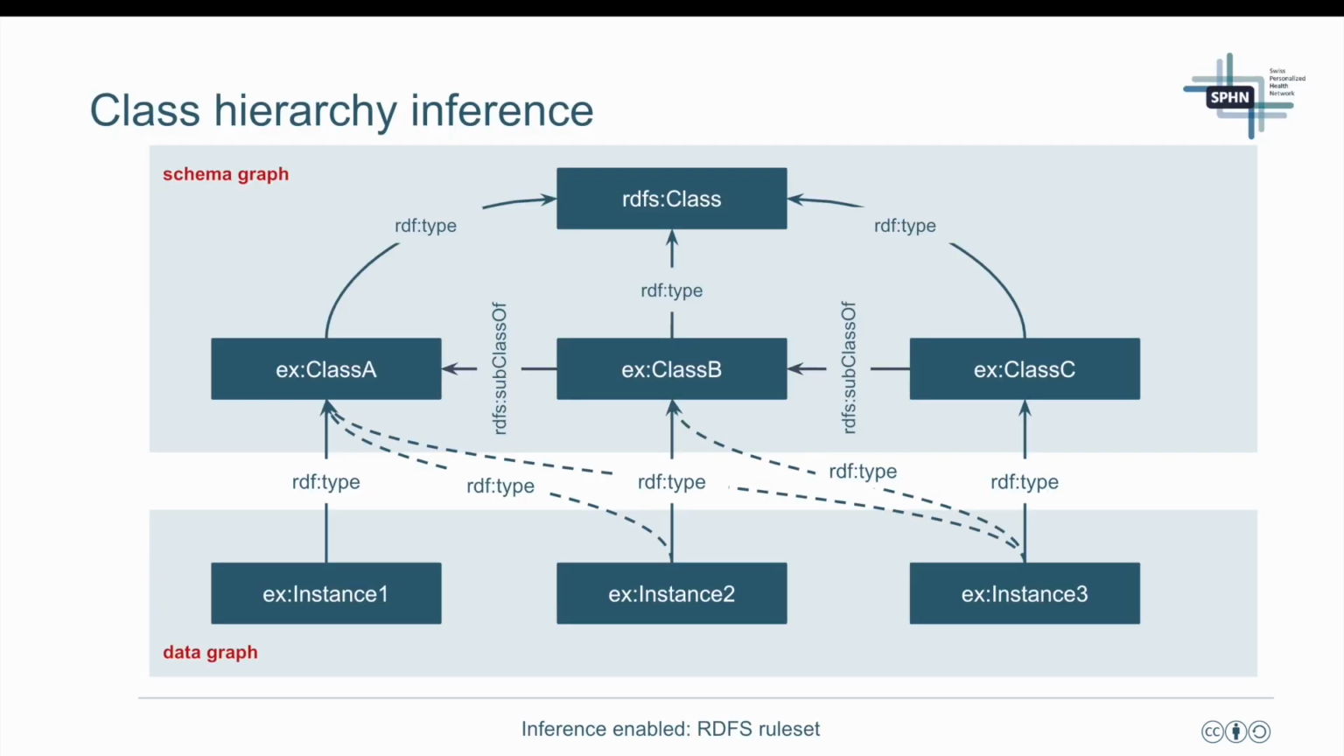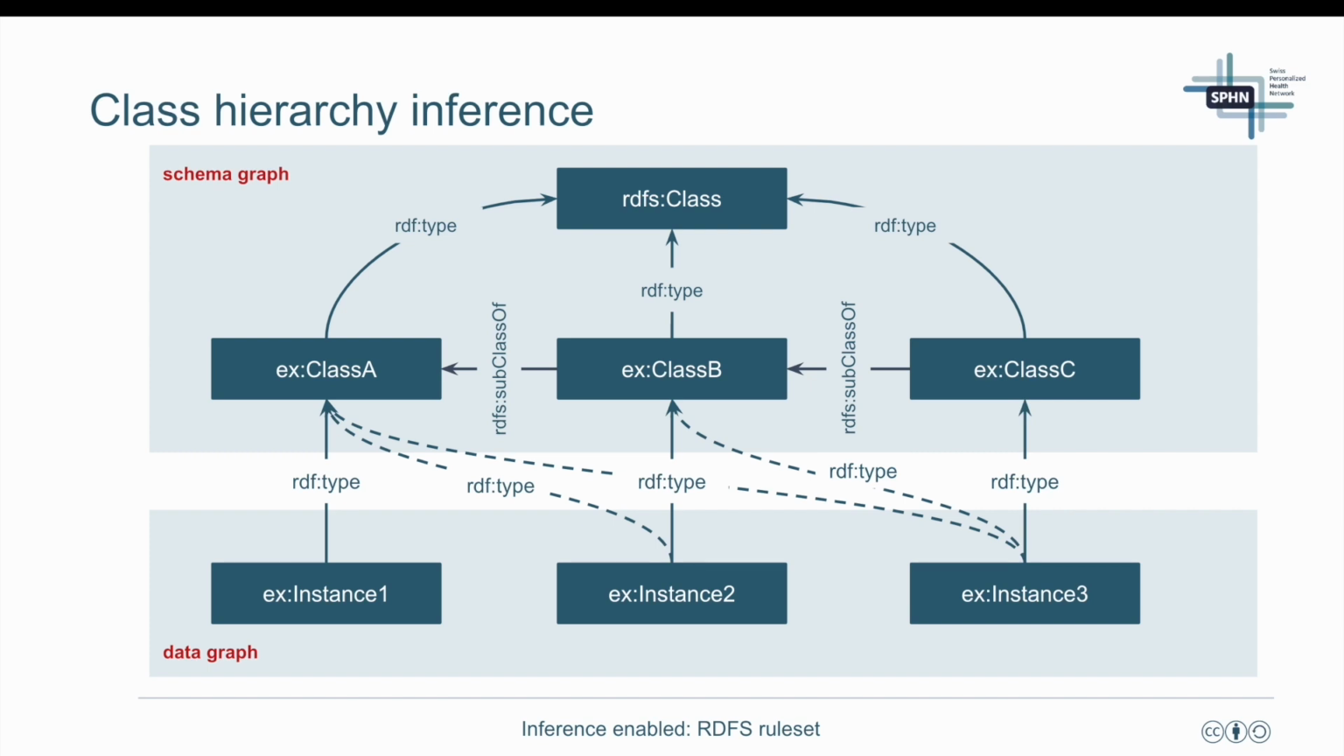But let's take a step back and look at the graph again. There's a need to also take into account the transitive property of the RDFS subclass of statement. When an instance is of type class C, and class C is a subclass of class B, which in turn is a subclass of class A, then all instances of type C are also of type class B and also of type class A. This transitive nature of the RDFS subclass of statement can be considered as one of the rules within the RDFS rule set.